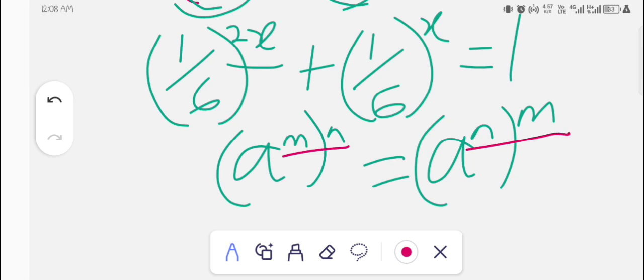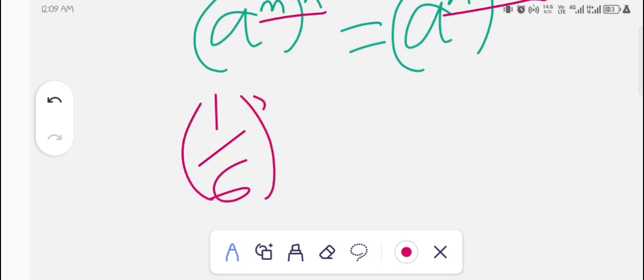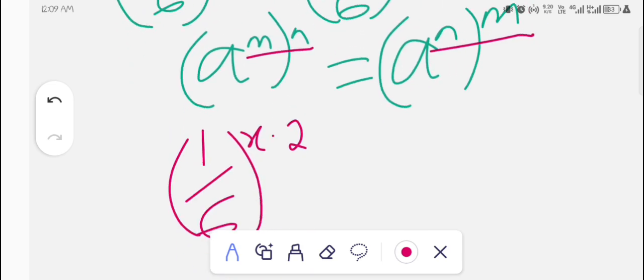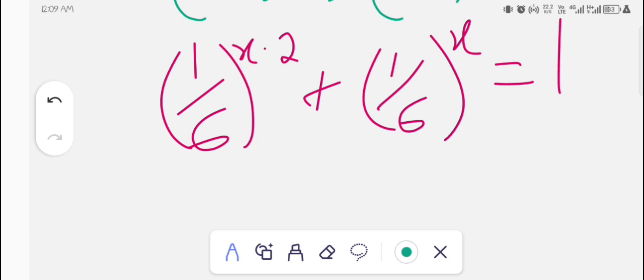Good. And that is exactly what we are going to do to this power 2x here. So we shall be having 1 upon 6, and there, power x, multiplying the index of 2. Does that make sense to us? Good. Plus 1 upon 6 all to the power of x to be equal to 1. At this point, what do we observe here? We discover that we have a base of 1 upon 6 here, and here we as well have the base of 1 over 6. So what can we do to simplify this further?